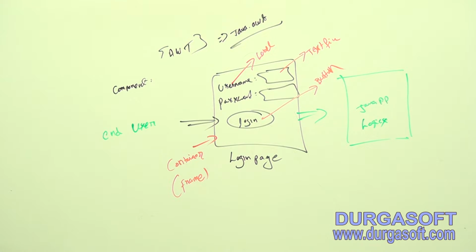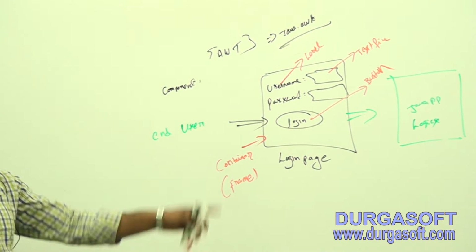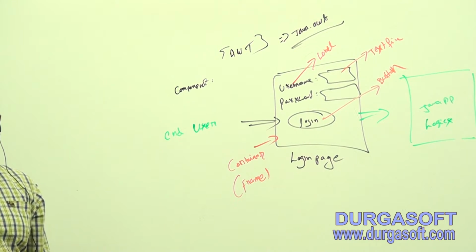So concentrate. I hope everyone knows these points. Don't think heavily. Component means what? That username, text field, login button. These are called components. We are arranging those components into the frame. That frame is nothing but a container.